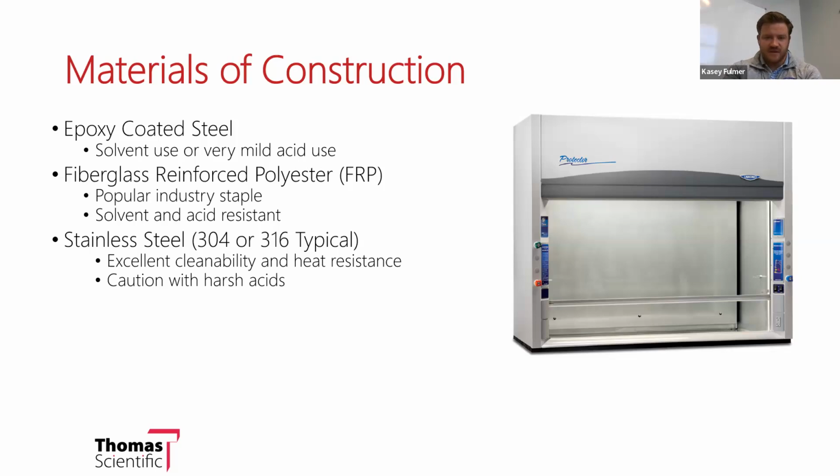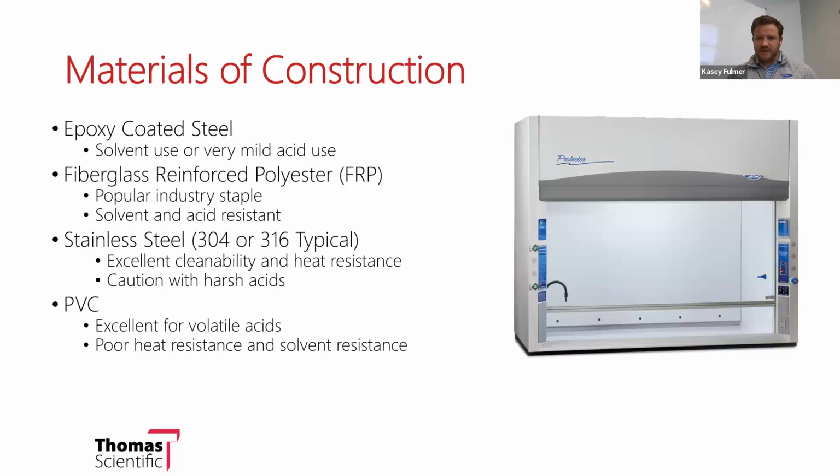With those harsh acids, there are other materials of construction, including PVC, that have excellent compatibility with very volatile acids. So if you're using potentially a high quantity of acids, and your acids are very, very volatile and used for digestions, then PVC might be a great option. The only downside with PVC, obviously, is it does not have very good heat resistance, and it's not very compatible with solvents. So if you have a lot of heat, you need to make sure you accommodate that, and solvents would probably need to be in a different material.